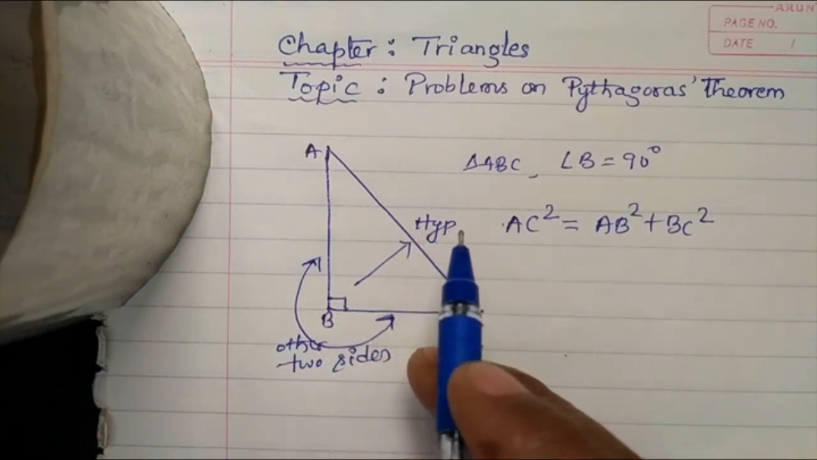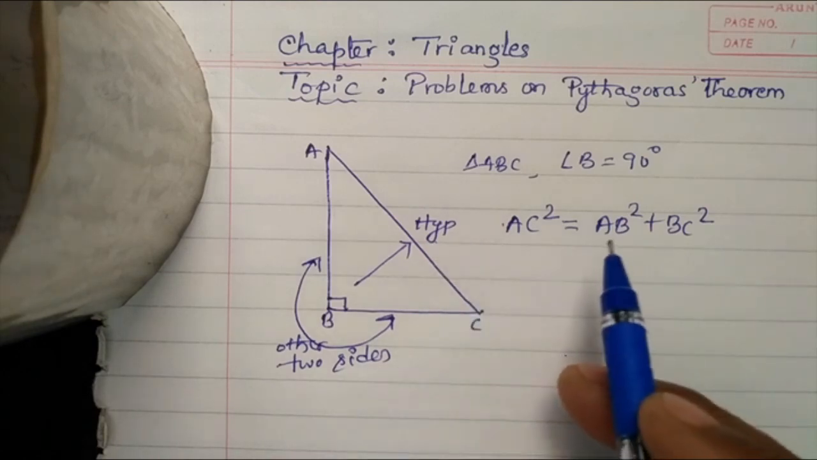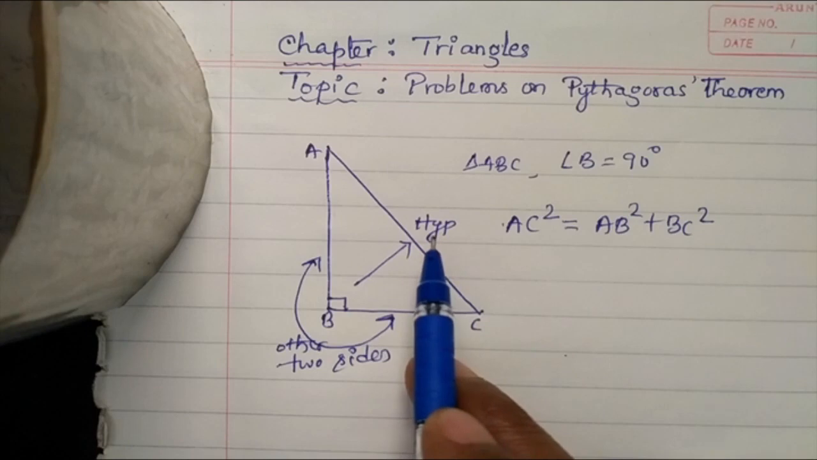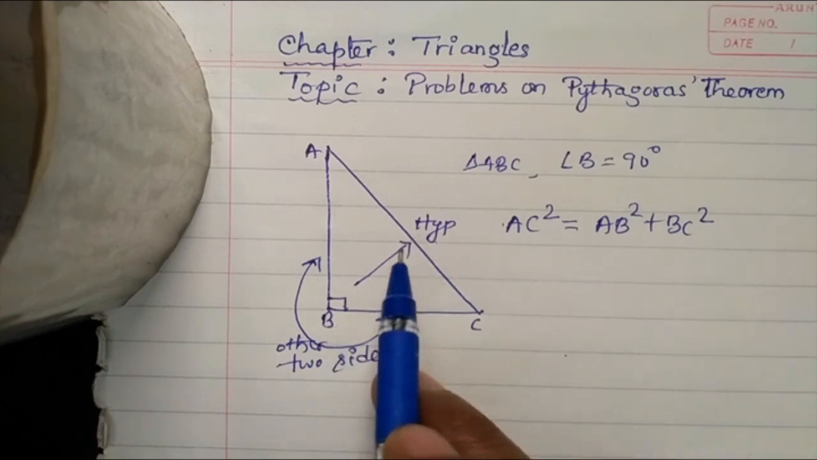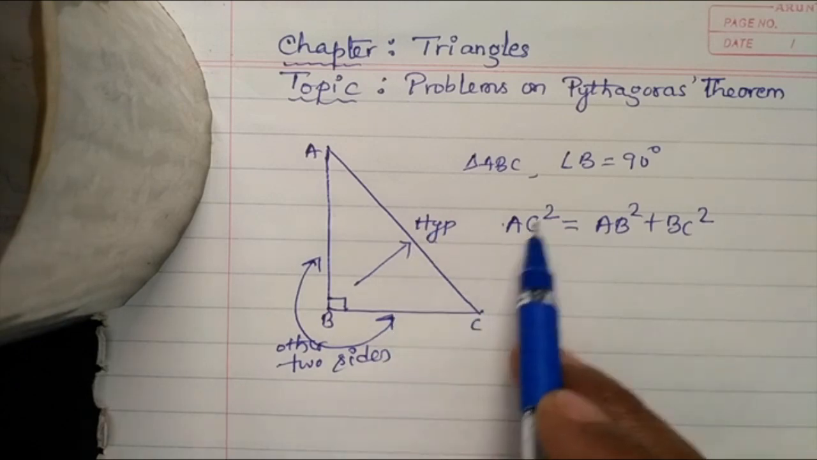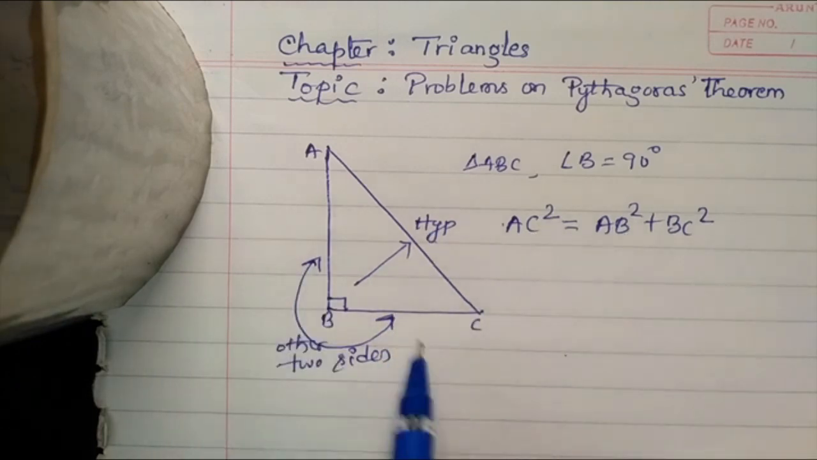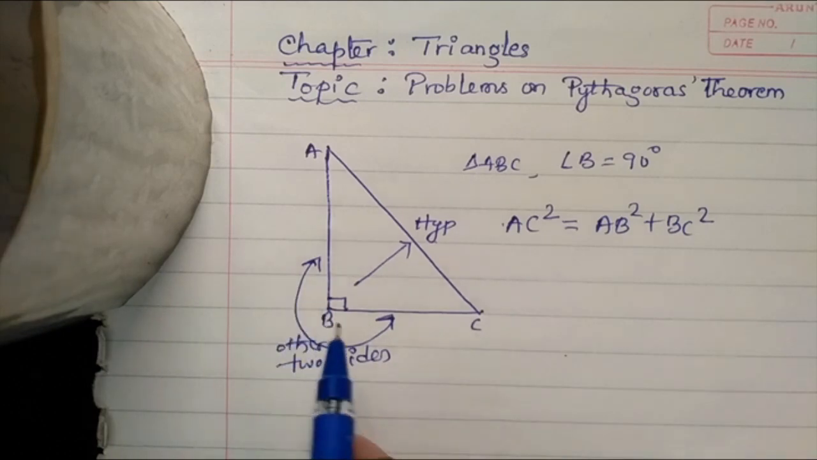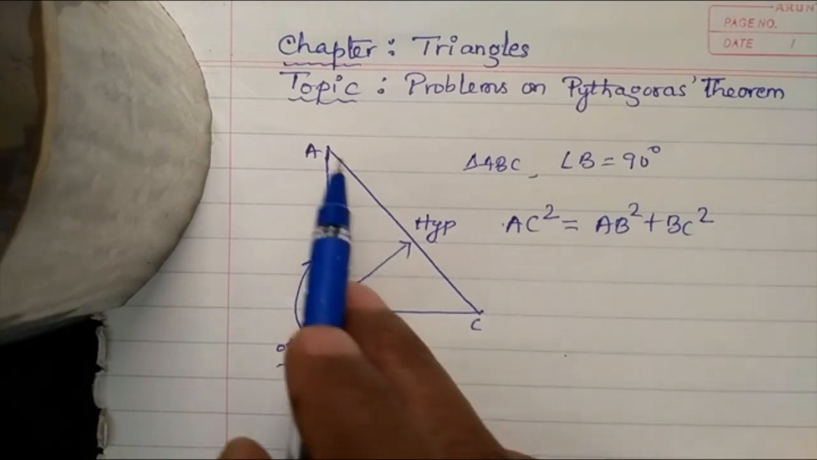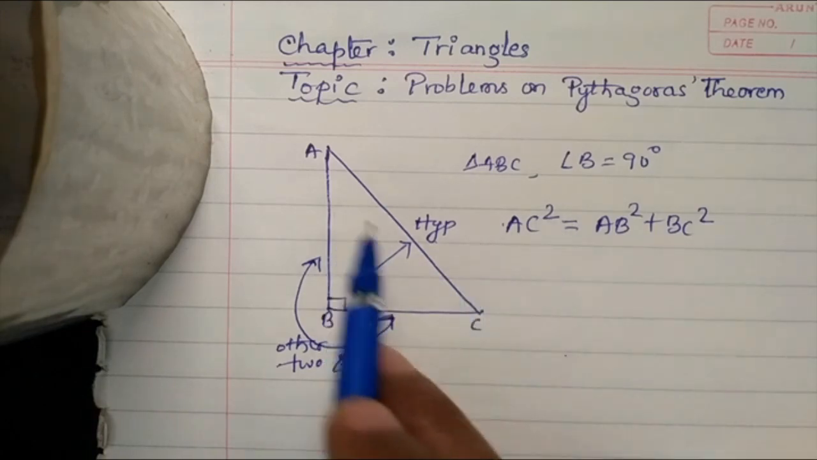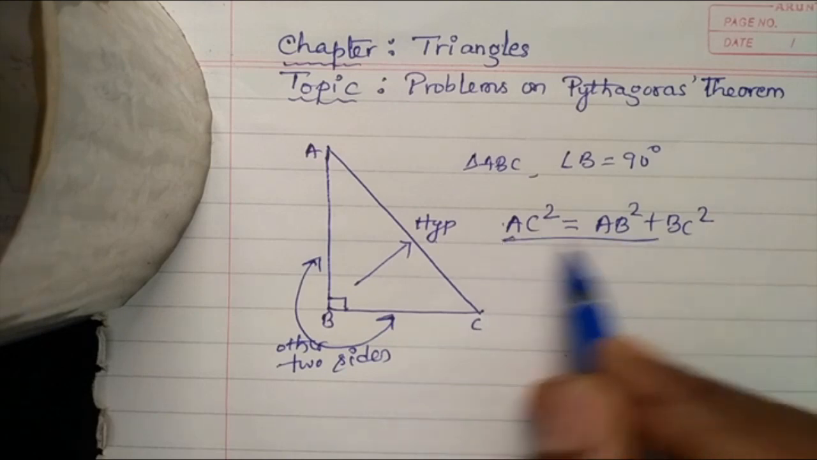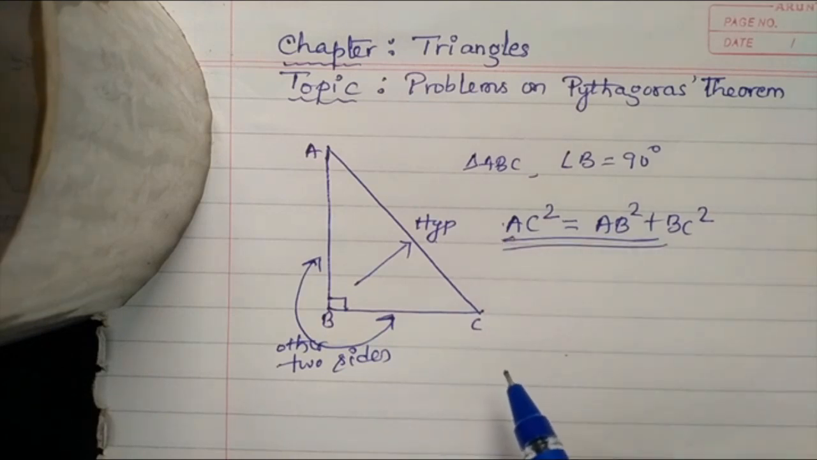To solve many proving problems and application problems, the important thing to be observed in the diagram is the hypotenuse. So first get the hypotenuse quickly. In a given right angle triangle, get the hypotenuse quickly and take the square on the hypotenuse. Then the remaining two sides, which are left out other than the hypotenuse, you write on the other side. So first note down the hypotenuse. Square on the hypotenuse is equal to the sum of squares of the other two, right? So this is the equation for that statement of the Pythagoras theorem.